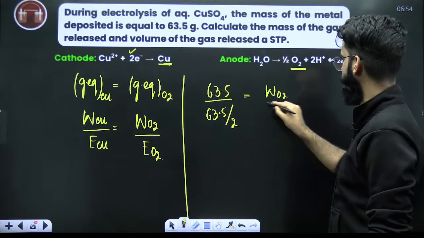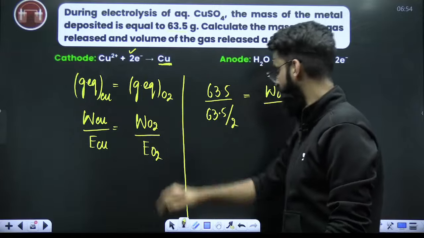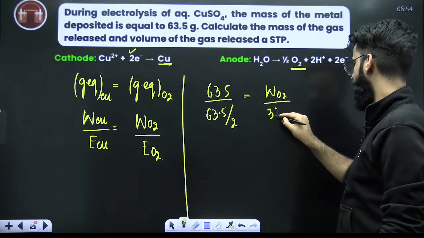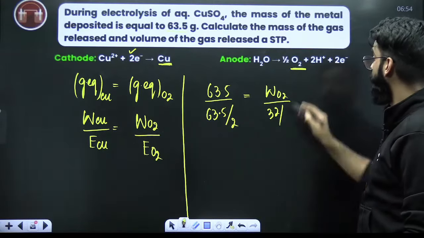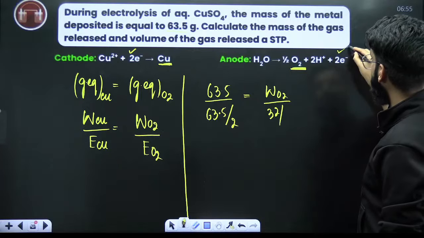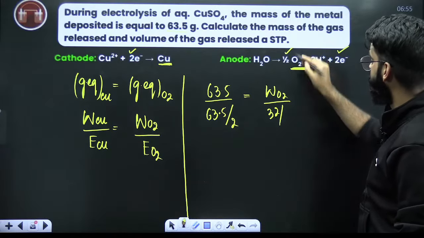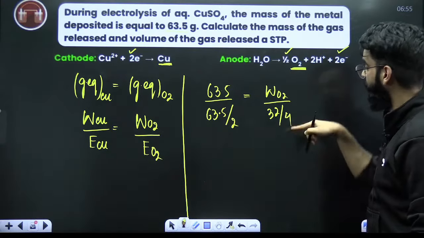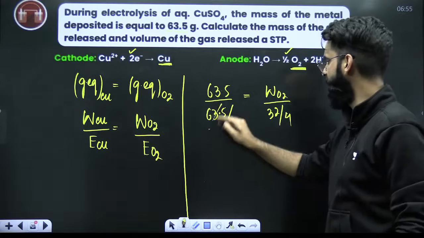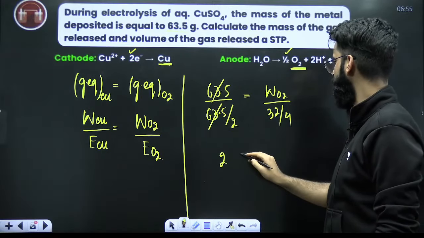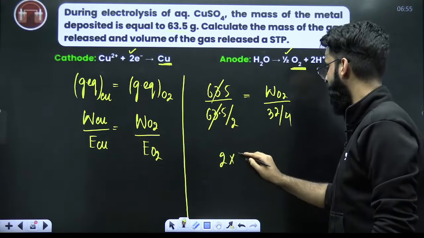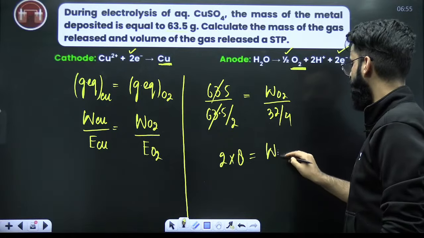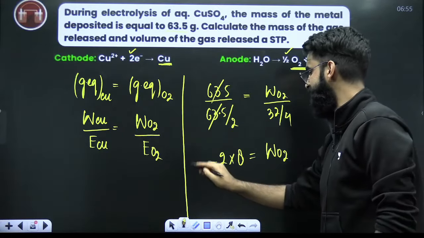Mass of O2 produced divided by equivalent mass of O2 will be equal to molar mass of O2 divided by n factor of O2. N factor of O2 will be equal to electrons exchanged divided by stoichiometric coefficient. So 2 divided by 1 by 2, that comes out to be 4. This term cancels. The value comes out to be 2. Right? 4, 1, 4, 8. So that 8 is here, and this is mass of O2. Perfect. The value comes out to be 16 grams.